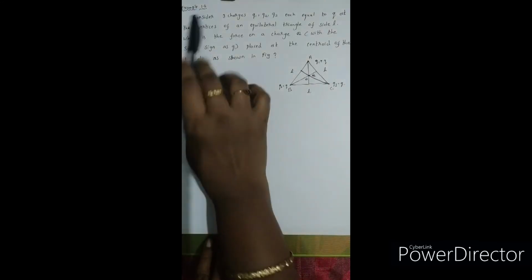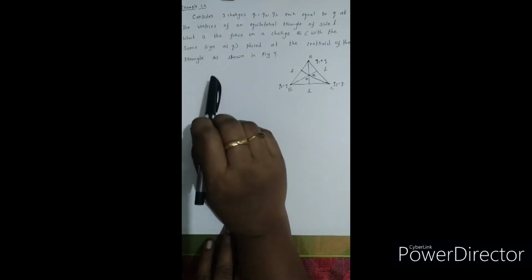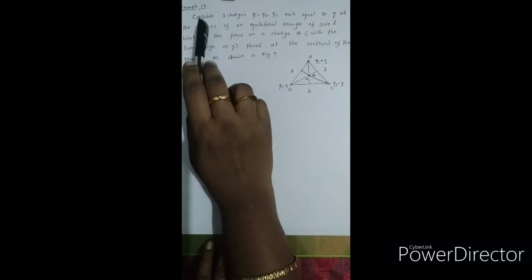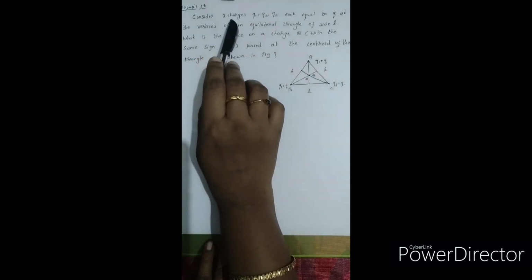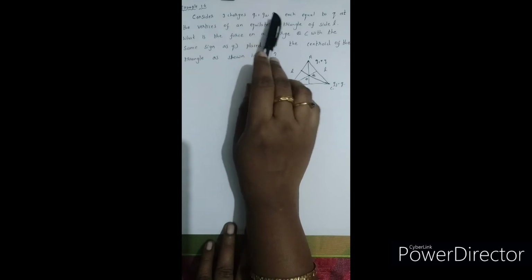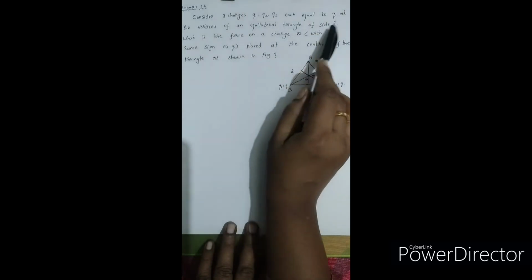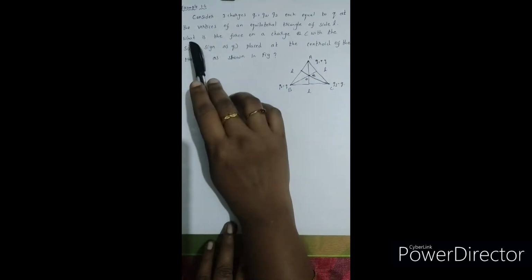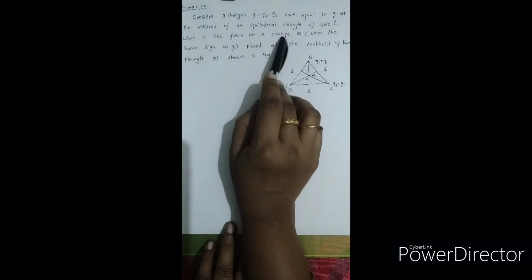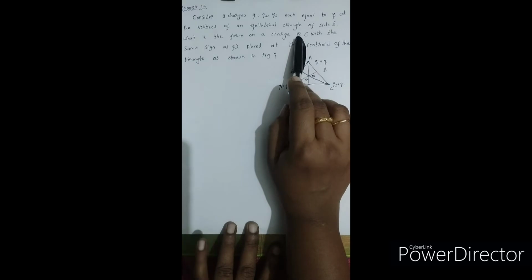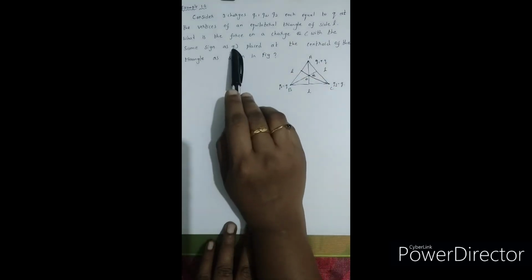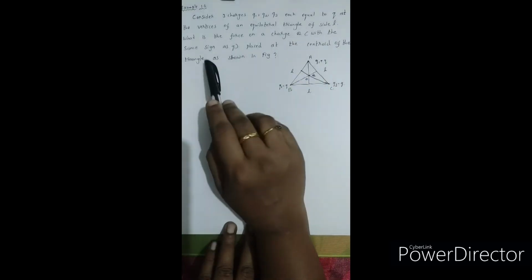Children, let's discuss example 1.6. So read the question for 1.6. What is the question? Consider three charges Q1, Q2, Q3 each equal to Q at the vertices of an equilateral triangle of side L. What is the force on a charge capital Q, with the same sign as small q, placed at the centroid of the triangle as shown in the figure?